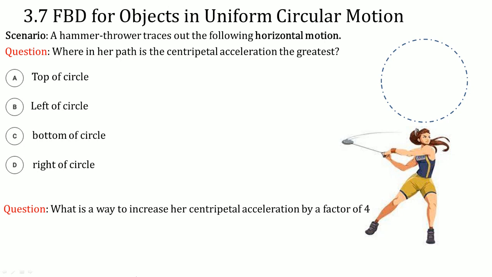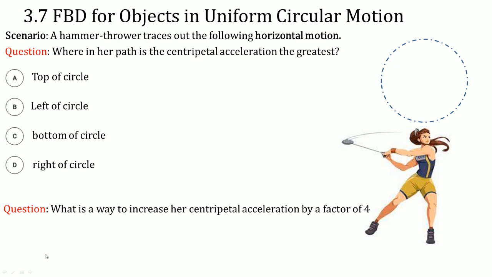Scenario: a hammer thrower traces out the following horizontal motion. Question: where in her path is the centripetal acceleration the greatest? On top of the circle, left of the circle, bottom of the circle, or to the right of the circle?